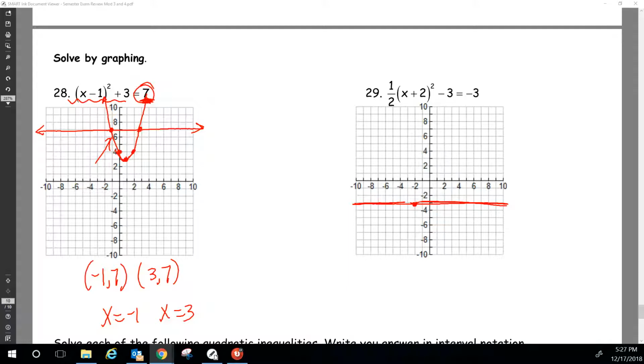For me, I see it hits in one spot, so my one answer is x is equal to negative 2. If I want to make the graph look pretty, I'm going to go up 1 over 2. Let's see if we can make that look a little better. It'll look something like that, but this is the point we're interested in, where those two lines intersect each other.